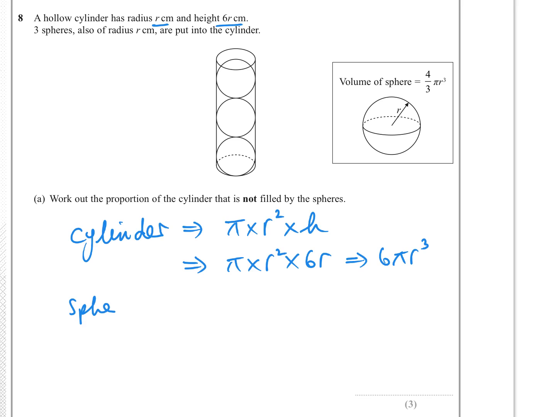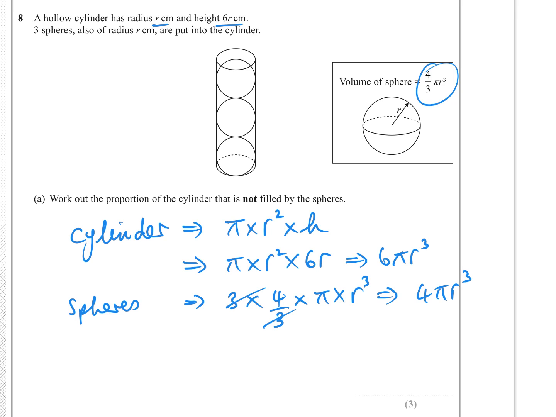For the spheres, well, we have 3 of them, times, and we can just substitute into this lovely formula that we've been given, which will be given, I'd say, nearly all of the time, if not all of the time, in the exam. So 4/3 times pi times r cubed, and that gives us 4 pi r cubed.